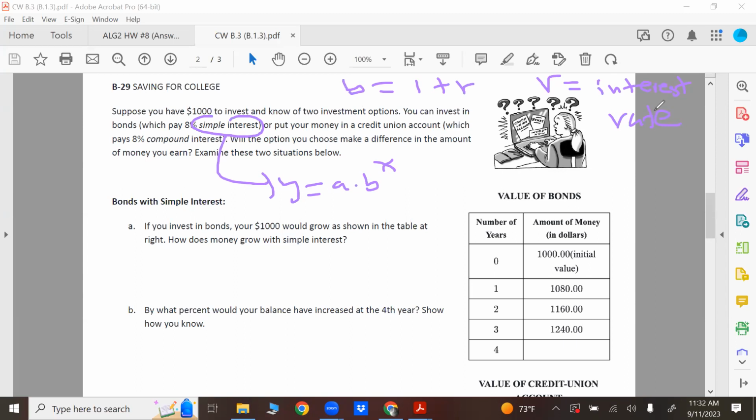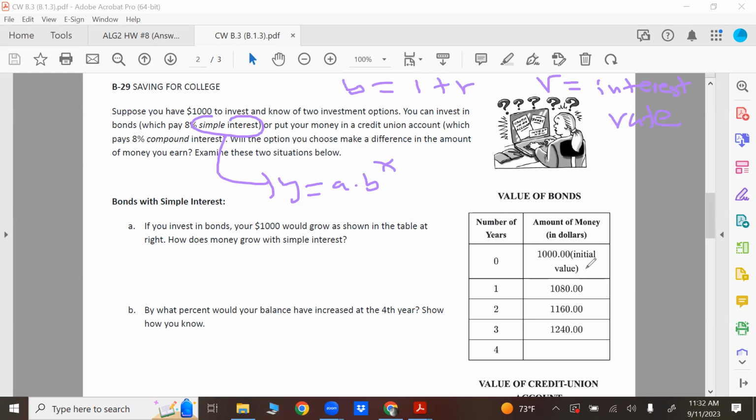There's more complicated formulas. Like you guys might hear the feds are increasing the interest rates to stave off inflation. That kind of dictates the interest rate you get when you buy a house or get a home loan, a car loan, or any kind of loan. So yeah, R is interest rate. If you invest in bonds, your $1,000 will grow as shown in the table below. So you can see we're just multiplying by 8% every time. That's what it looks like, roughly.